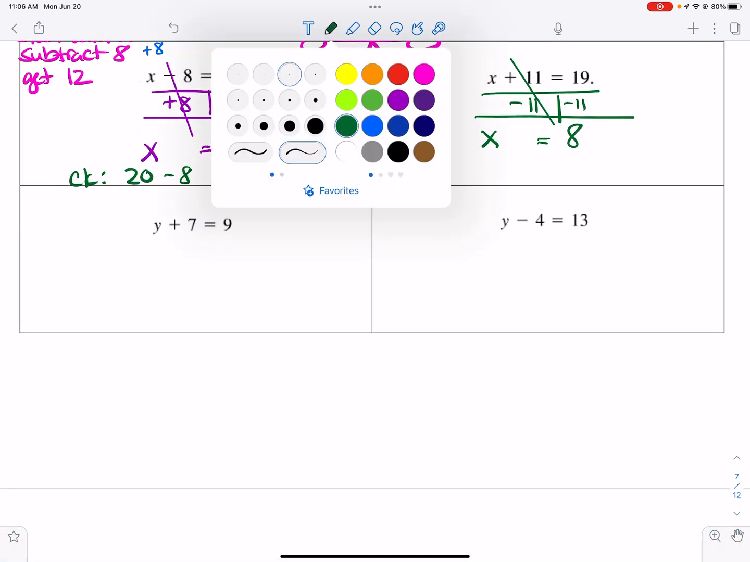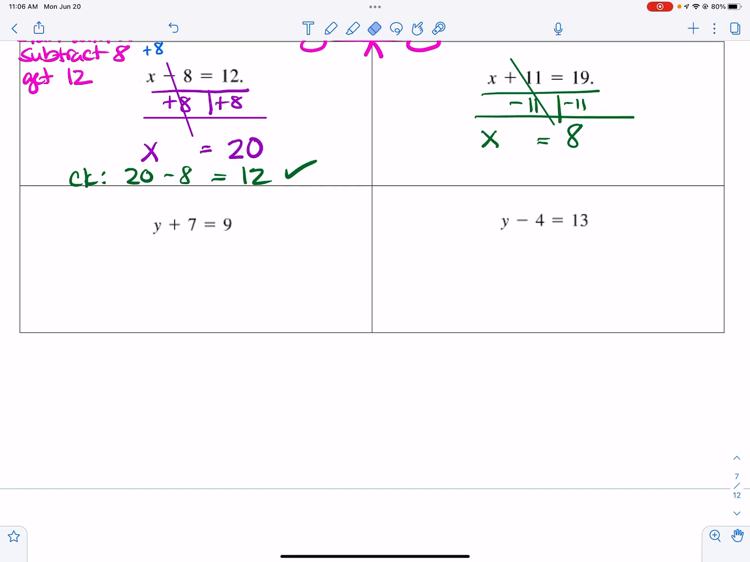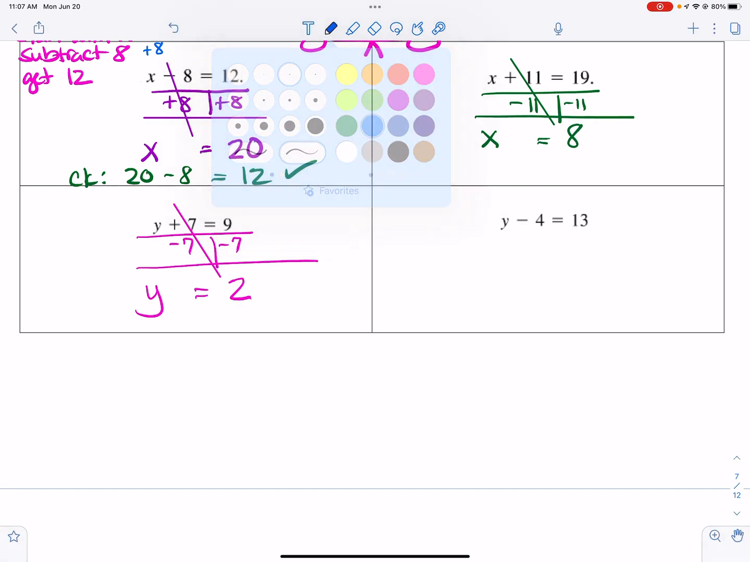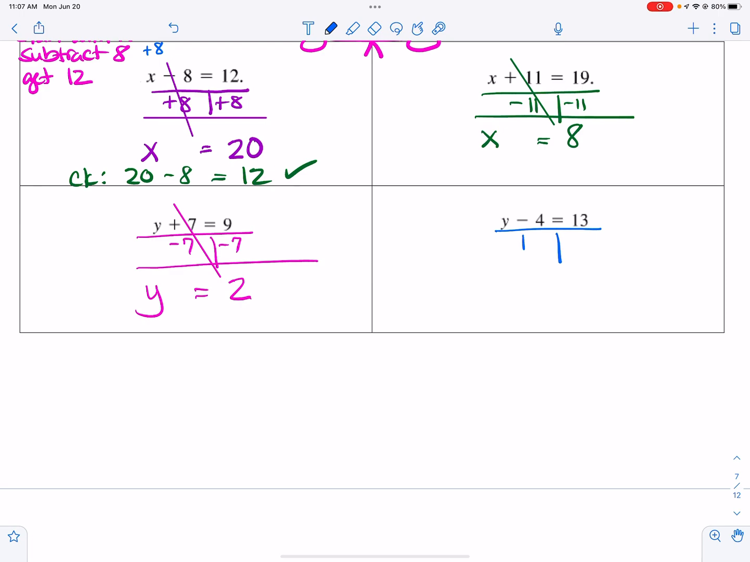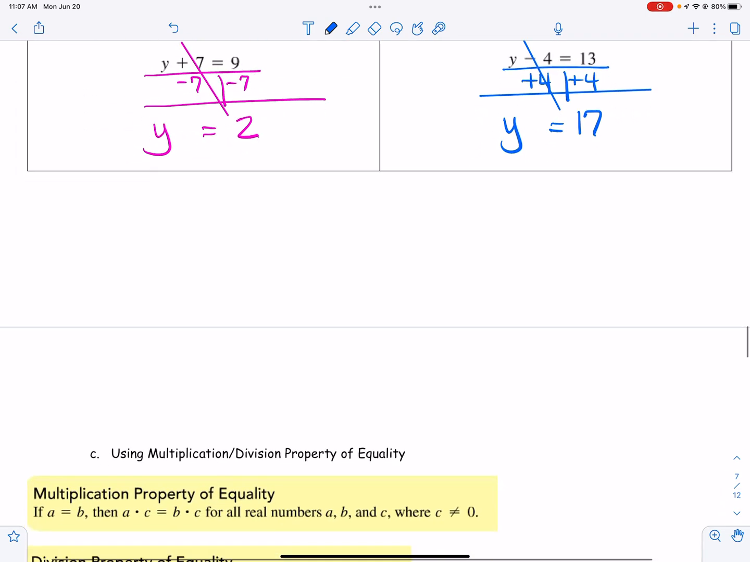Okay, the next one. If I cover up my y, it says I'm adding 7. So to undo add 7, I'm going to subtract 7. That goes to 0. y is equal to 2. And 2 plus 7 does equal 9. Last one on this page, I am subtracting 4. So I'm going to undo it by adding 4. That goes to 0. And so y is equal to 17. And 17 minus 4 does give me 13.